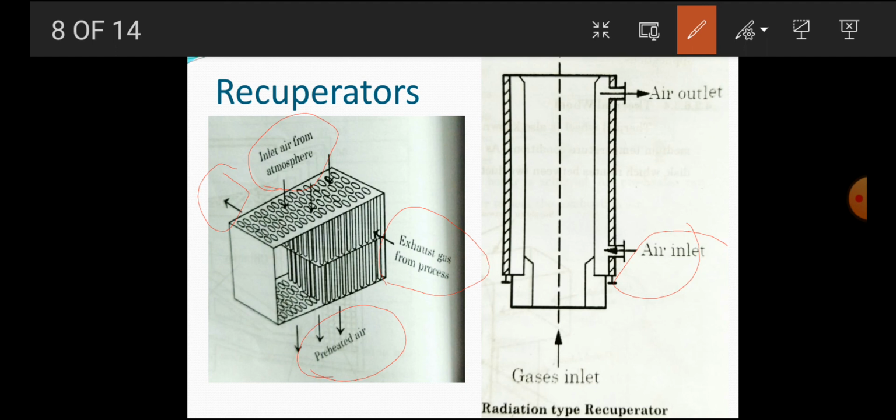So we will discuss the other types of devices through which we can recover waste heat in the next lecture. In the next lecture we'll discuss the thermal heat economizer, waste heat boilers, heat pipe, run around coil, etc. So this was the topic, how we can extract the heat from waste heat.